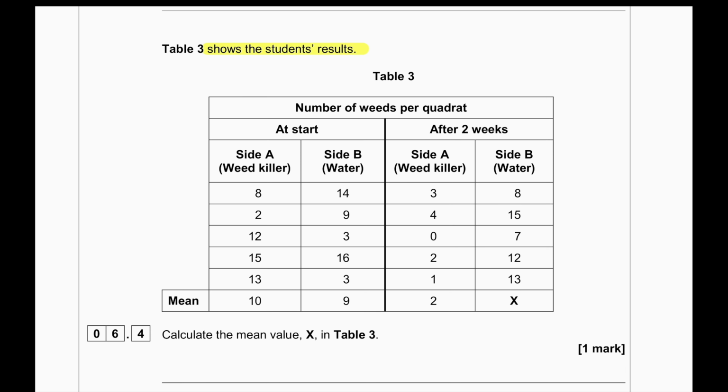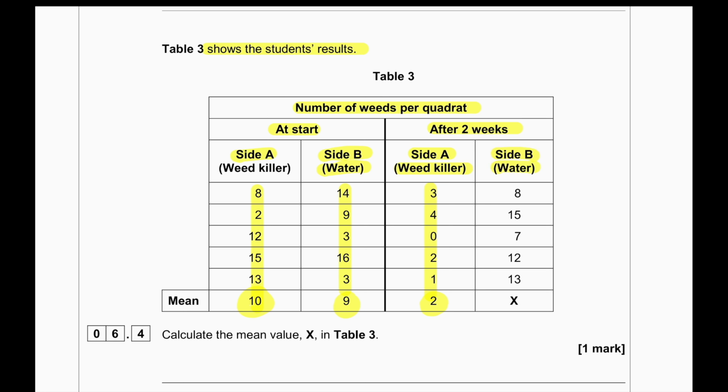Table 3 shows the student's result. Number of weeds per quadrat at the start in side A. We can see 8, 12, 2 and then the average is 10. And then after 2 weeks, once we sprayed with the weed killer, side A had only an average of 2. Whereas side B, when we sprayed it with only water, has an average of 9.